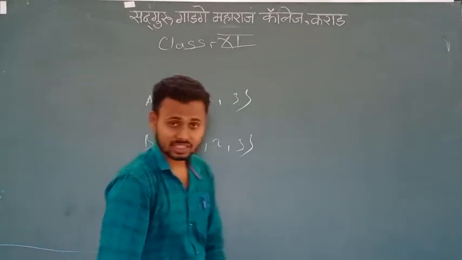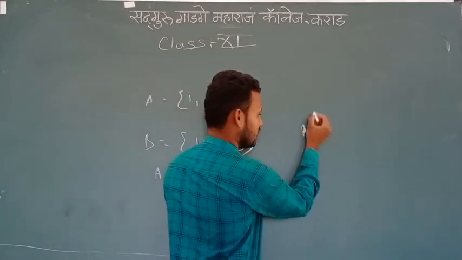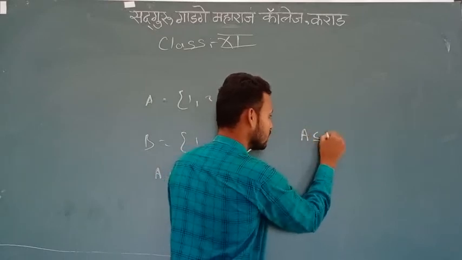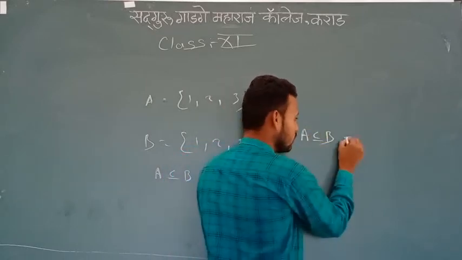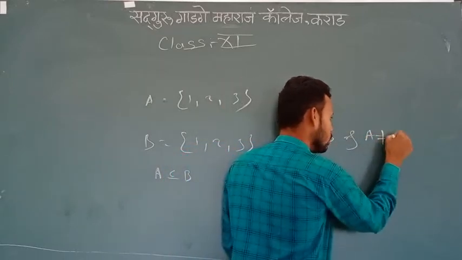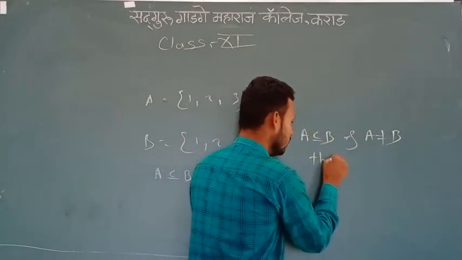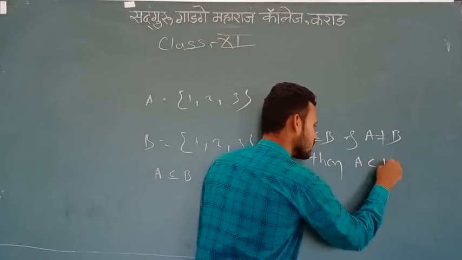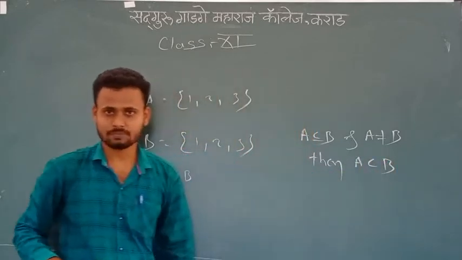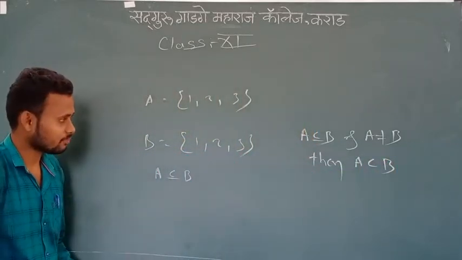But what is the proper subset definition? A is a subset of B and A is not equal to B. Then we say that A is a proper subset of B.